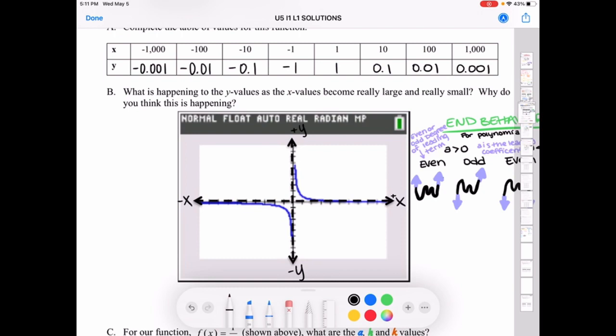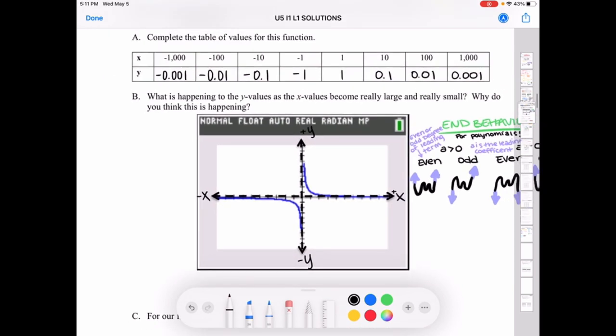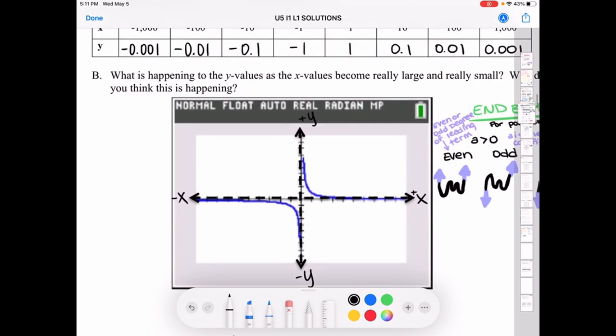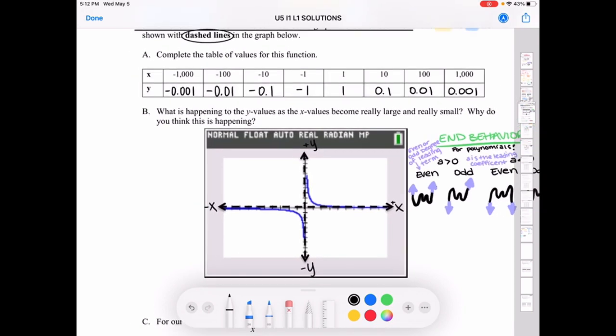I've already filled out the table for you. It's asking what's happening to the y values as the x values become either really big or really small. So as you can see, positive x values are on the right side, positive infinity, and then negative infinity, negative x, right, is to the left. So it doesn't matter if x becomes really large or x becomes really small. Either way, it's still going towards 0.